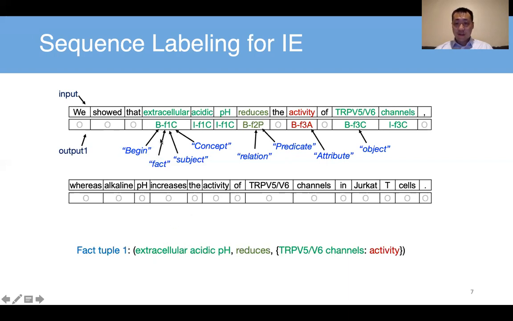And the tuple is a fact tuple. It's not a condition tuple, it's a fact tuple. So begin, fact, subject, concept. All these dimensions form this unique label that we want to predict on this word. Okay, so we can then label all the tokens. Like this one is the beginning word of the fact relation predicate word, and this is the fact object attribute. So we can have all these labels to tag on the sequence.